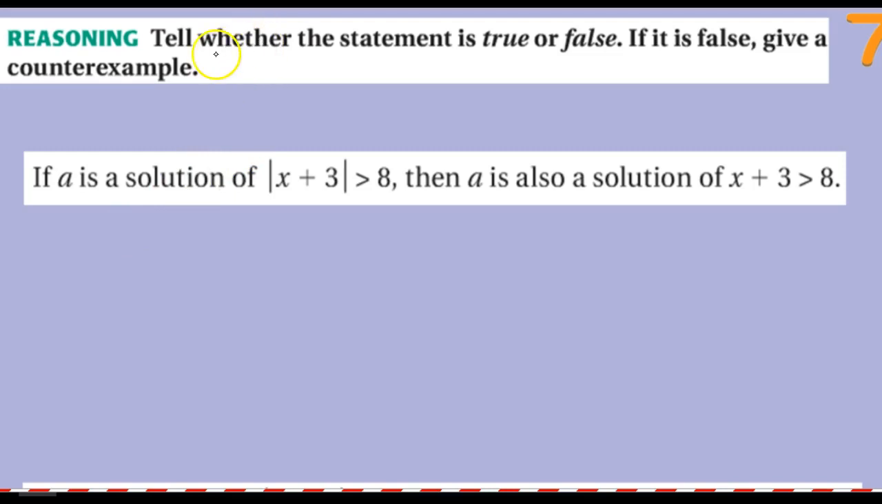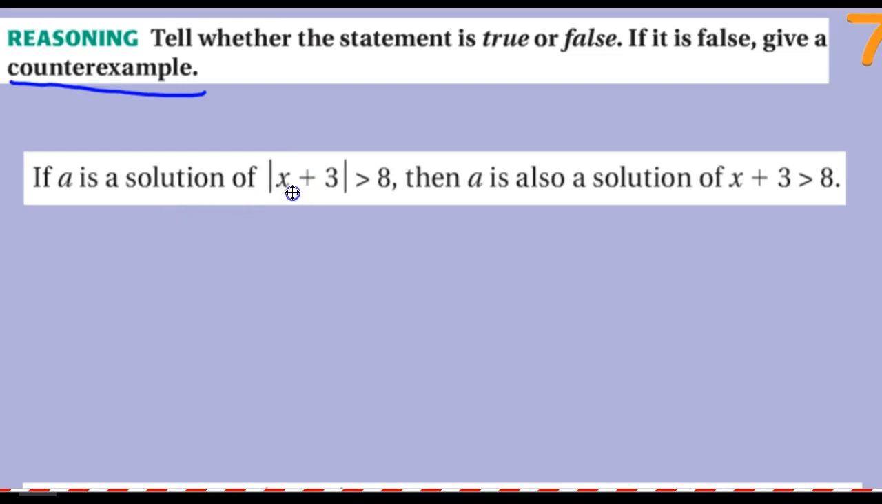Alright, so we need to tell whether this statement is true or false. If it's false, give a counterexample. Now, a counterexample is a reason or another example as to why it's wrong. So the first one we have, it says, if A is a solution of the absolute value of x plus 3 is greater than 8, then A is also a solution of x plus 3 is greater than 8. So we need to figure out what the solutions of these problems are to figure out if this is true or not.